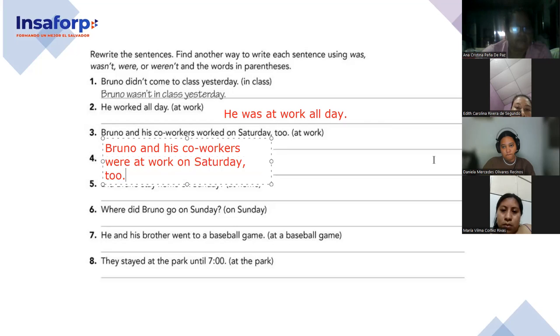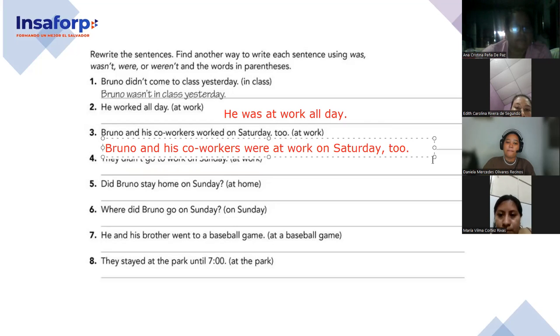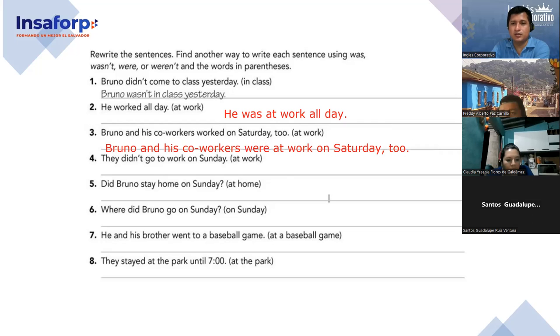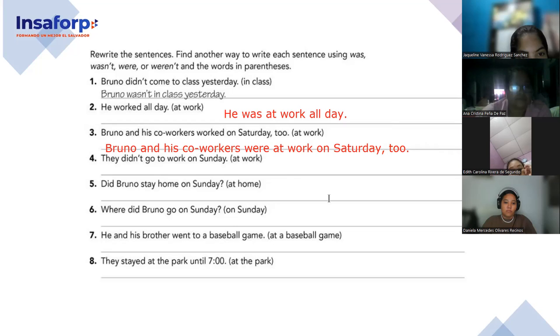Look at this one, right? Una pregunta. His co-workers, ¿qué es? Como compañero, el trabajo. Exactly. Possessive adjectives. Okay. Bruno and his, sus. Ajá, y sus compañeros. Exactly. Very good. Entonces, what are we doing? Changing. If you see, tenemos worked. Here we have were. So we are changing the verb. Yes. And writing verb to be, past tense, okay? Thank you so much. Freddy, number four, please, thank you. Okay. They didn't go to work on Sunday.